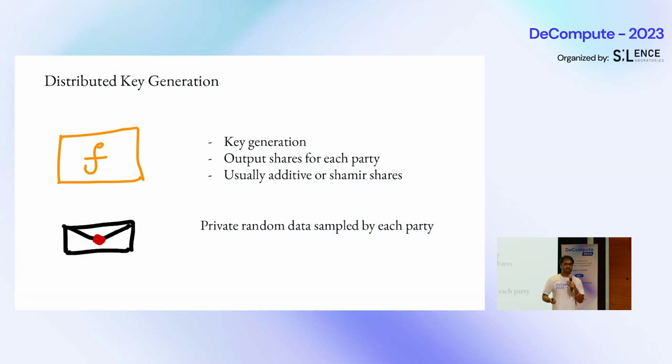So using our rigorous math notation that we established earlier, for distributed key generation, the function that we're evaluating is key generation, just creating a new key. And the output is a share for each party. And the share can, depending on the protocol, be additive or Shamir secret shares. So the private data that each party is providing to the protocol is just random data that they have sampled.